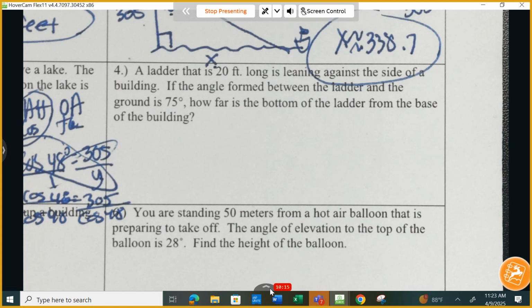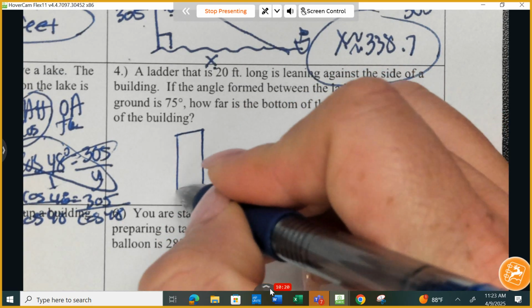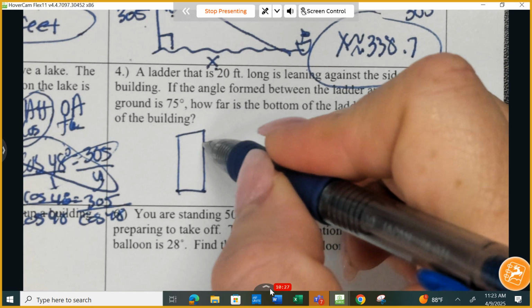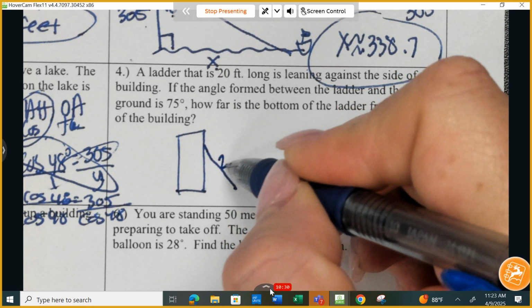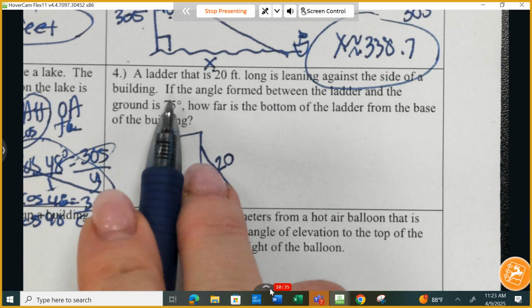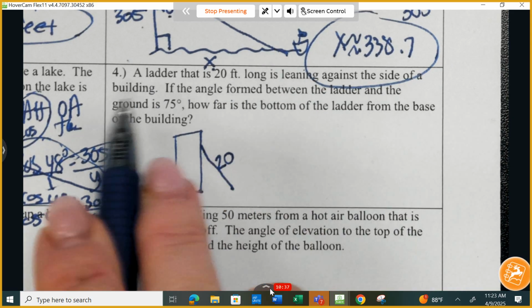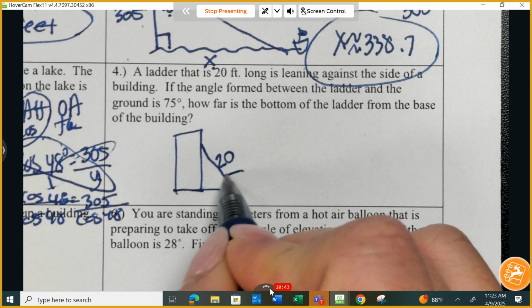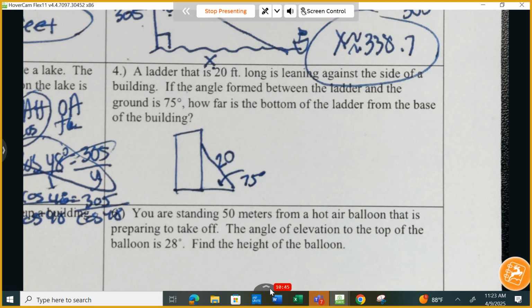A ladder is 20 feet long and is leaning against the side of the building. All right. Sometimes I have kids that spend way too much time on their pictures. You don't have to be too detailed. There's my building. Here's my ladder that says the ladder is 20 feet long. So I put a 20 there. If the angle formed by the ladder and the ground is 75, so this angle right here is 75 degrees. How far is the bottom of the ladder from the base of the building?